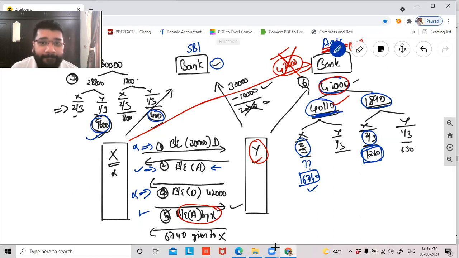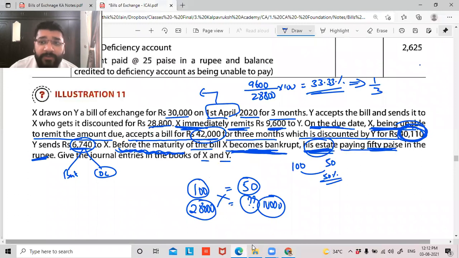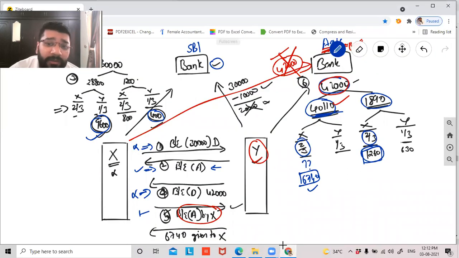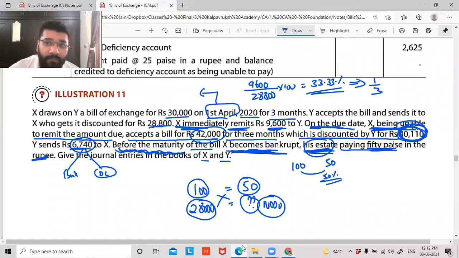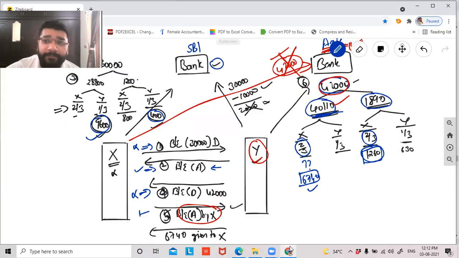But we didn't pass any entry for that. Acha, you mean to say that the amount which is discounted, that entry is not given here? Okay. So Nandini is saying that, guys, on the due date of the first bill, Y is supposed to make the payment to the banker. So how much money will be paid to the banker? 30,000. What would be the entry for that?